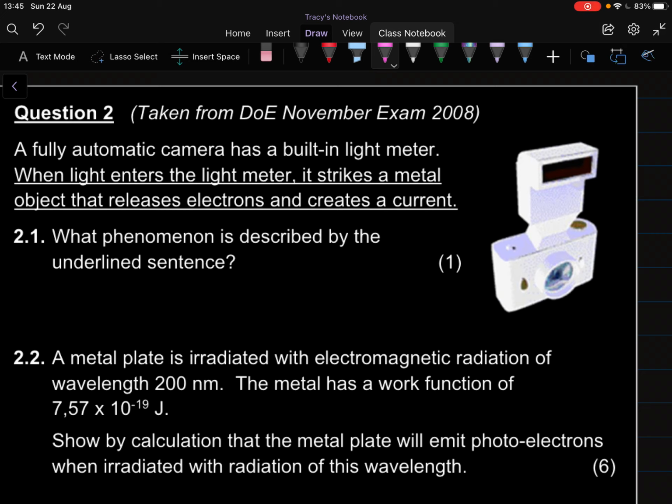This has been underlined. That means it's important. There's something they want to do with that, okay? And the first thing they ask you is, what phenomenon is described by the underlined sentence? This is just another way of asking a definition. This is the definition of the photoelectric effect. Nice and simple.